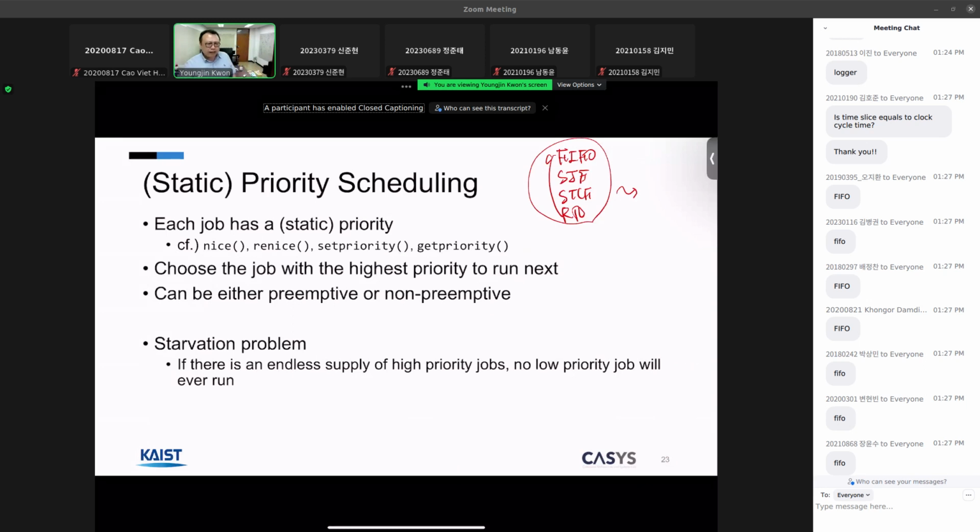Let's look at schedulers from a different perspective. We can classify schedulers as preemptive and non-preemptive. We can also look at priority-based scheduling versus non-priority-based scheduling. In priority-based scheduling, processes are given a static priority, and there is a set of system calls to change or set a process's priority.